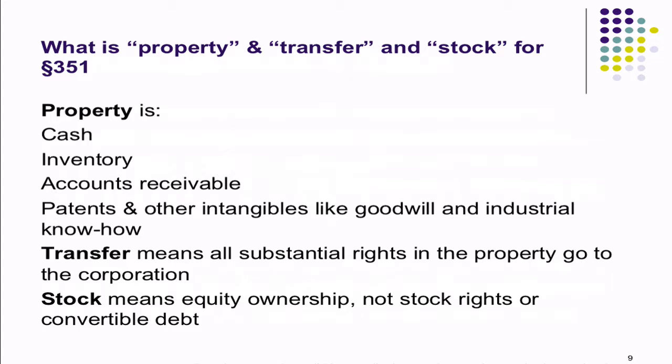Some definitions for you as to what I'm talking about. For example, what is property? Because that's part of the definition, the transfer of property to the corporation, and stock for purposes of Section 351. Property that can be transferred into a corporation can include cash. It can include inventory. It can include accounts receivable. It can include intangibles like goodwill, industrial know-how, patents. Things like that are considered under the code to be property and under the regs to be property.